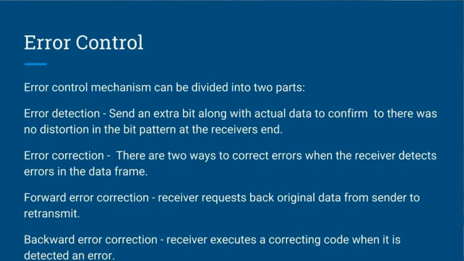There are two ways to do error correction in the digital world: backward error correction and forward error correction. In the backward method, the receiver detects the errors of the data frame and requests the sender to retransmit the data unit. In the forward error correction method, when the receiver detects an error in the data frame, it executes an error correcting code to automatically recover from the error.